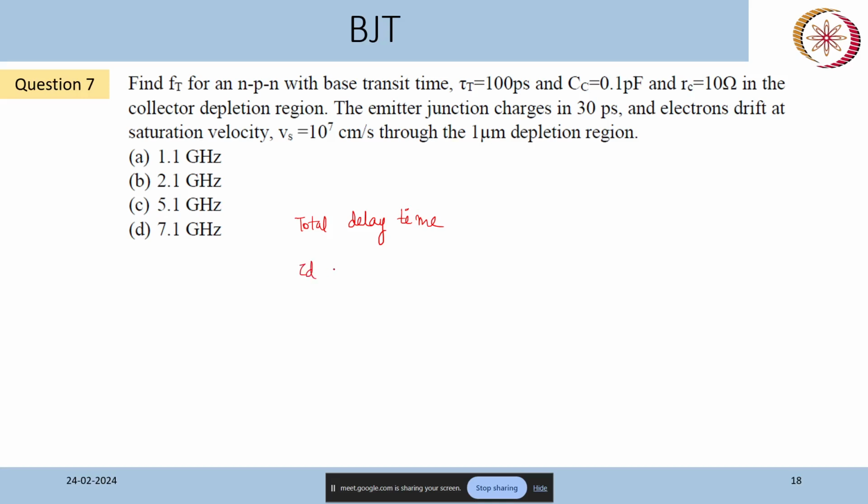So the total delay time tau d: first is the 100 picosecond, plus this is 30 picosecond, let's add this, plus the saturation velocity is given, and the length of the depletion region is given, so the time it takes will be 1 micrometer, which is 10 to the power minus 4 centimeter, divided by 10 to the power 7 centimeter per second. Let's make it picosecond, because all of the delays are in terms of picosecond, so multiply by 10 to the power 12.